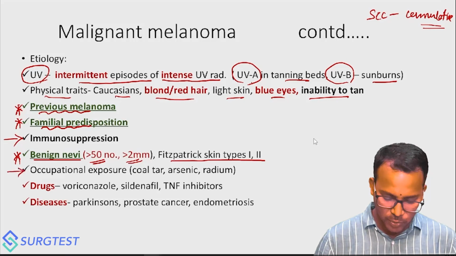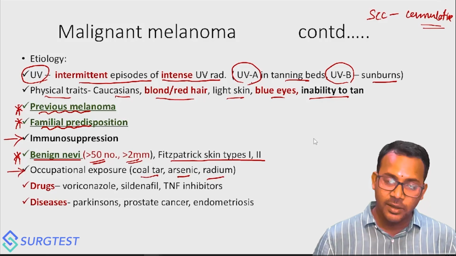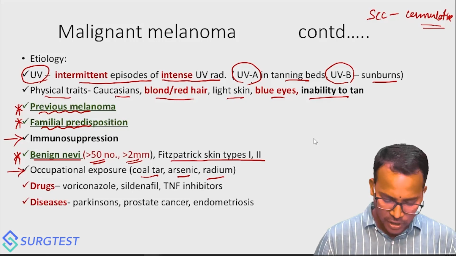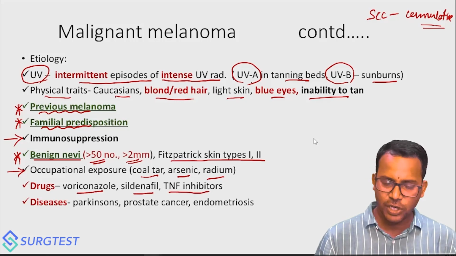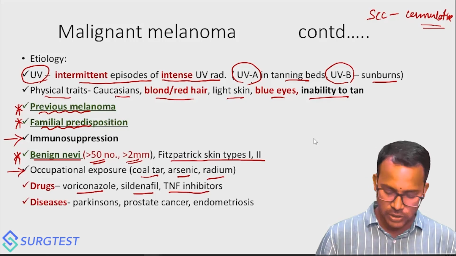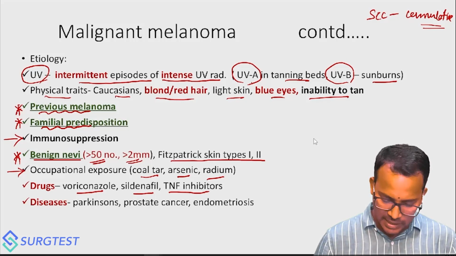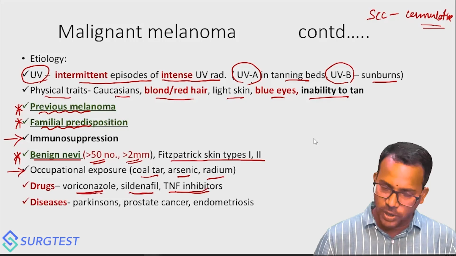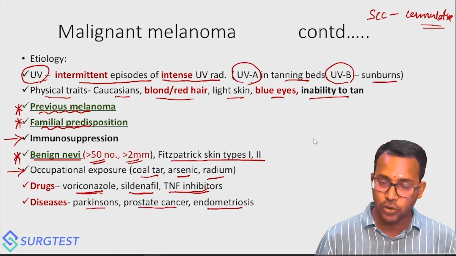Occupational exposure to coal tar, arsenic, and radium is a risk factor. Important drugs that I want you to remember as risk factors for malignant melanoma are voriconazole, sildenafil, and TNF inhibitors. It is sufficient if you remember these three drugs, because these will come again and again in your squamous cell carcinoma topic also. Not only drugs, diseases like Parkinson's, prostate cancer, and endometriosis are also associated with malignant melanoma.